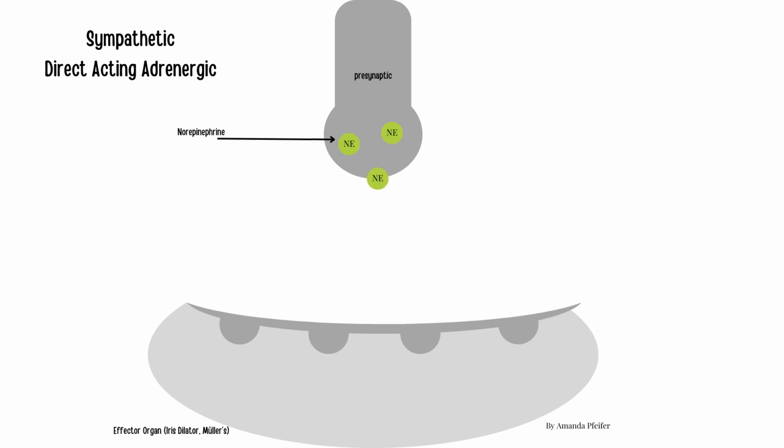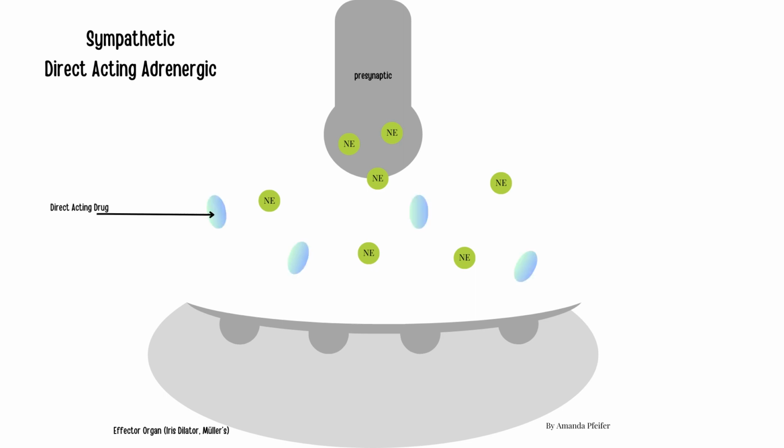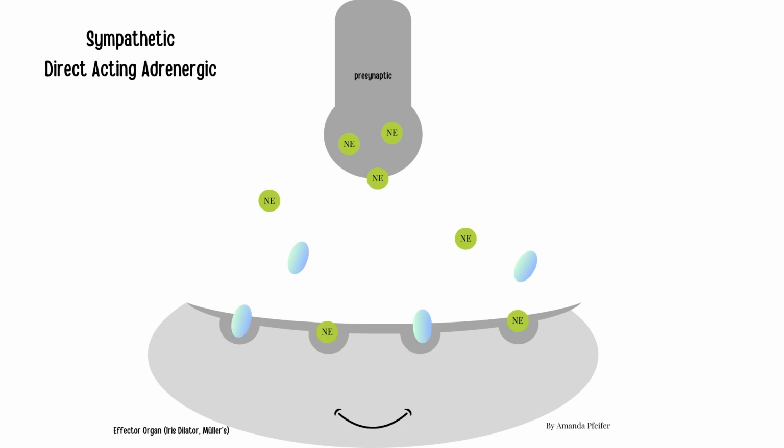The first drug that we have is our direct-acting adrenergic. So we have norepinephrine in that presynaptic area, gets released into the synapse, and then the direct-acting adrenergic also is in that synaptic area. Normally, without that direct-acting drug, the norepinephrine would go into our adrenergic receptors, which can be alpha 1, beta 1, or beta 2. But with the direct-acting adrenergic, the direct-acting drug goes into those adrenergic receptors and mimics the norepinephrine.